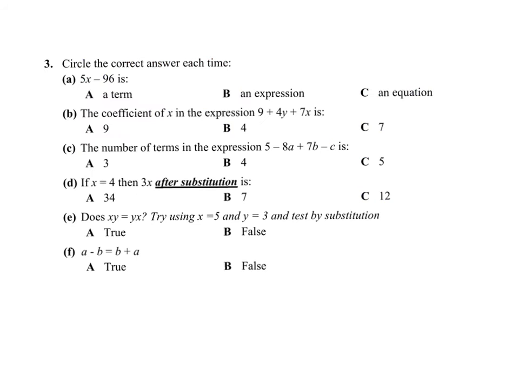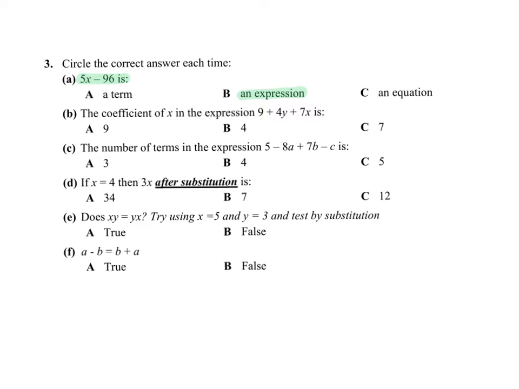All right, let's go look here. Circle the correct answer each time. Here they're asking you, what is this? Now, it's not a term, because there's actually 2 terms. What it is, is an expression, because it doesn't have an equal sign. That's what would make it an equation if it had an equal sign. And all the rest here, I think you'll be able to do.